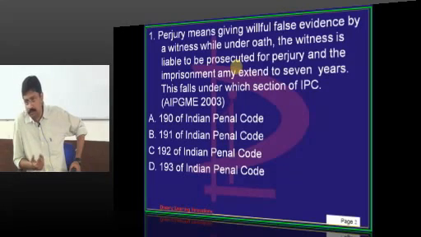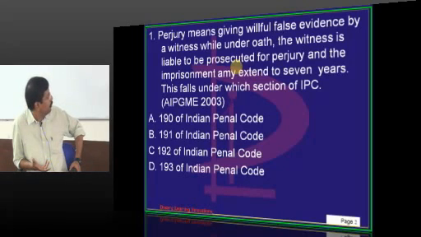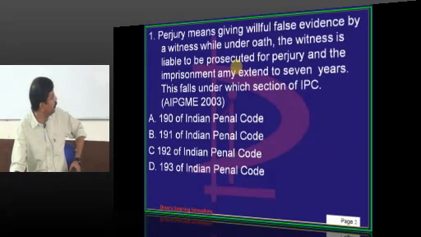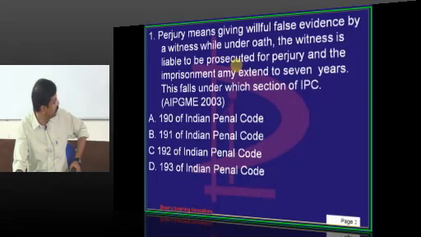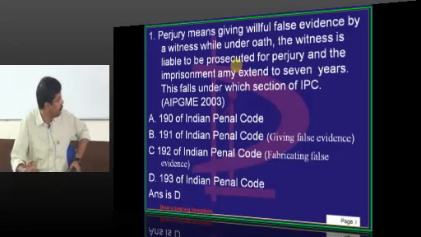This is purely something you have to mug up and remember; there is no other technique than that. So is it 190, 192, 193 or 191? It is under Section 193 IPC. Whoever gives false evidence, not only the expert, even the common witness, a layman also, if he gives false evidence under oath, is liable for punishment under the perjury section. So it is 193 Indian Penal Code.